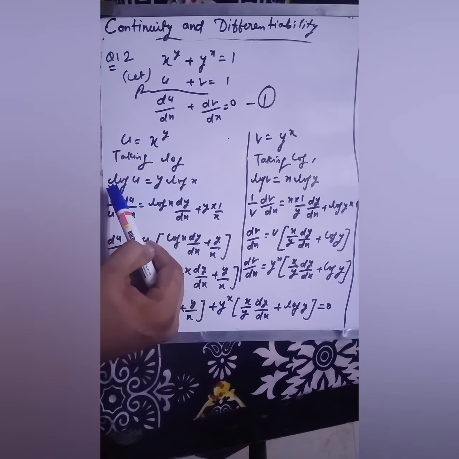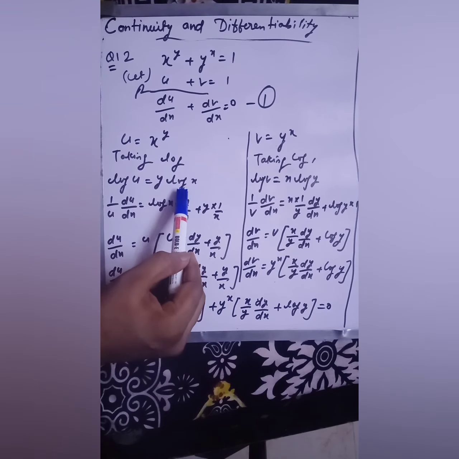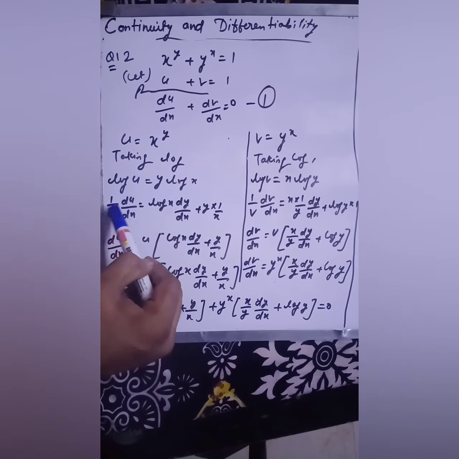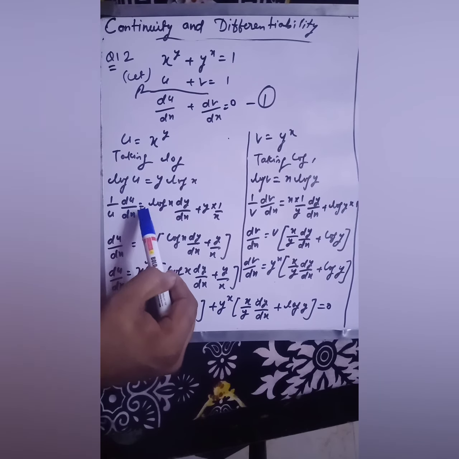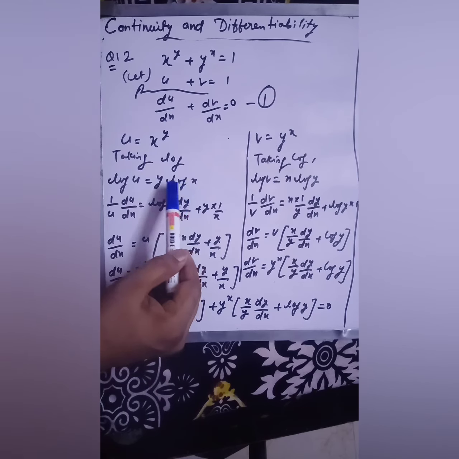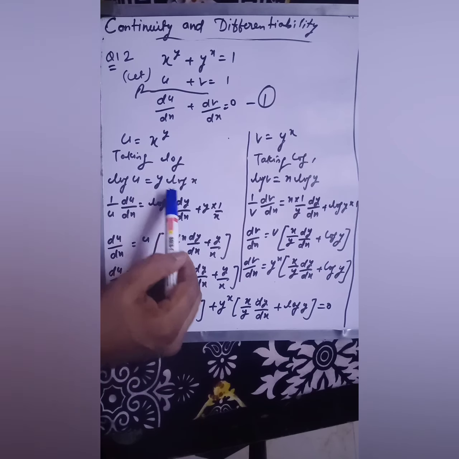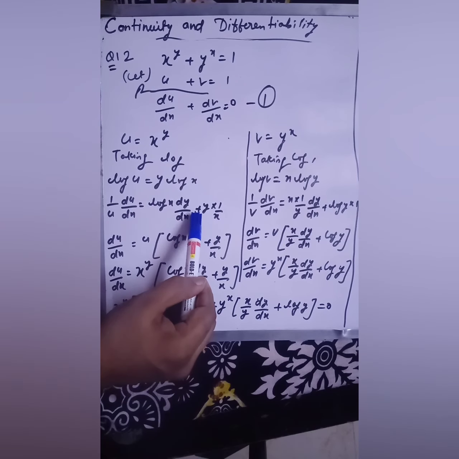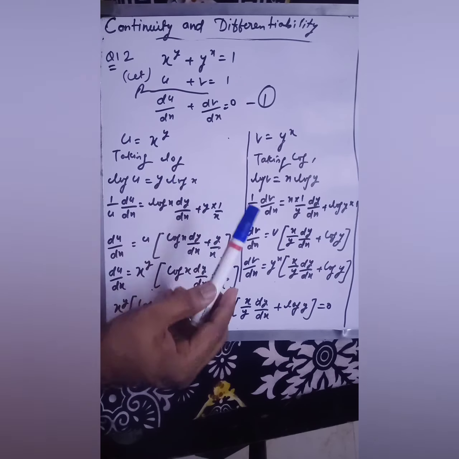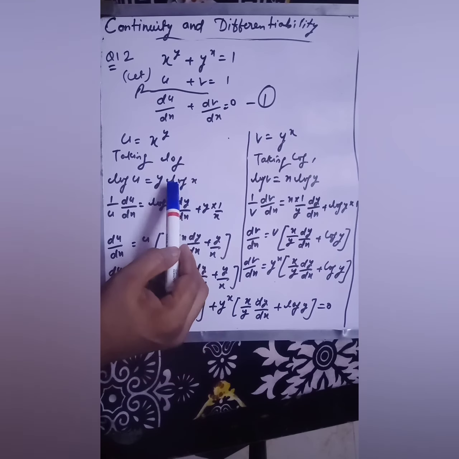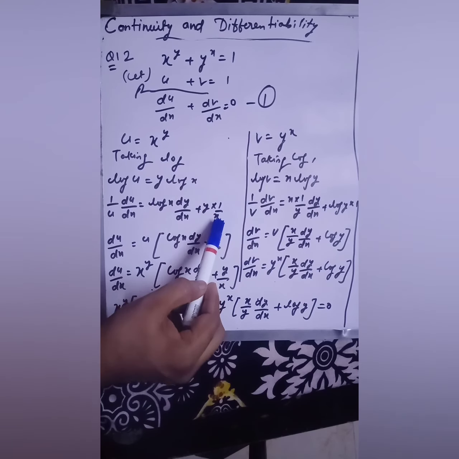Now you have to differentiate it. After this step you have to differentiate it, and this will be 1 by u, du by dx, that is equals to, here you have to apply product rule. So your log x will remain the same and y will be dy by dx, because we are differentiating here with respect to x. So derivative of y will be dy by dx, plus this y will remain the same, and derivative of log x will be 1 by x.